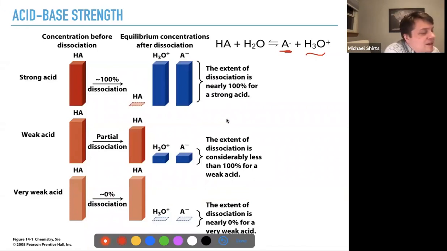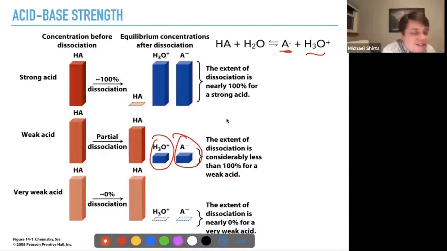For a weak acid, you get some partial dissociation. And so you have mostly HA. For most weak acids, it's mostly HA, but it has some dissociation. You get some production of H3O plus and the conjugate base. So a weak acid only partially dissociates. And a very weak acid essentially has no dissociation. You can see very minute amounts of H3O plus and A minus, but there's just not very much.